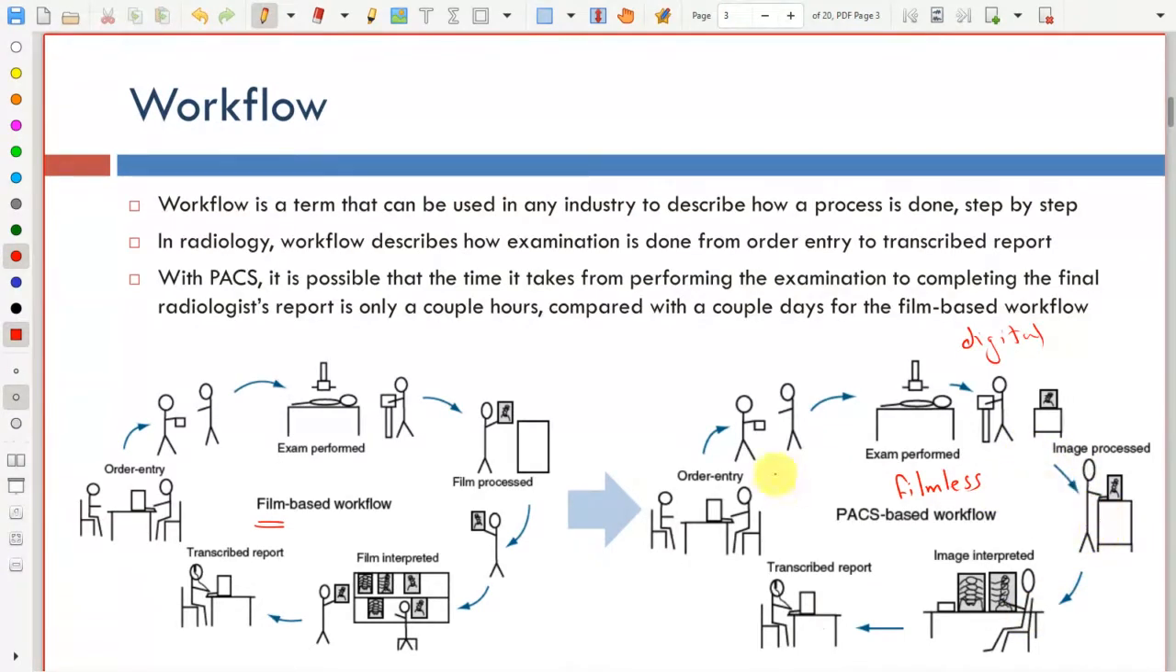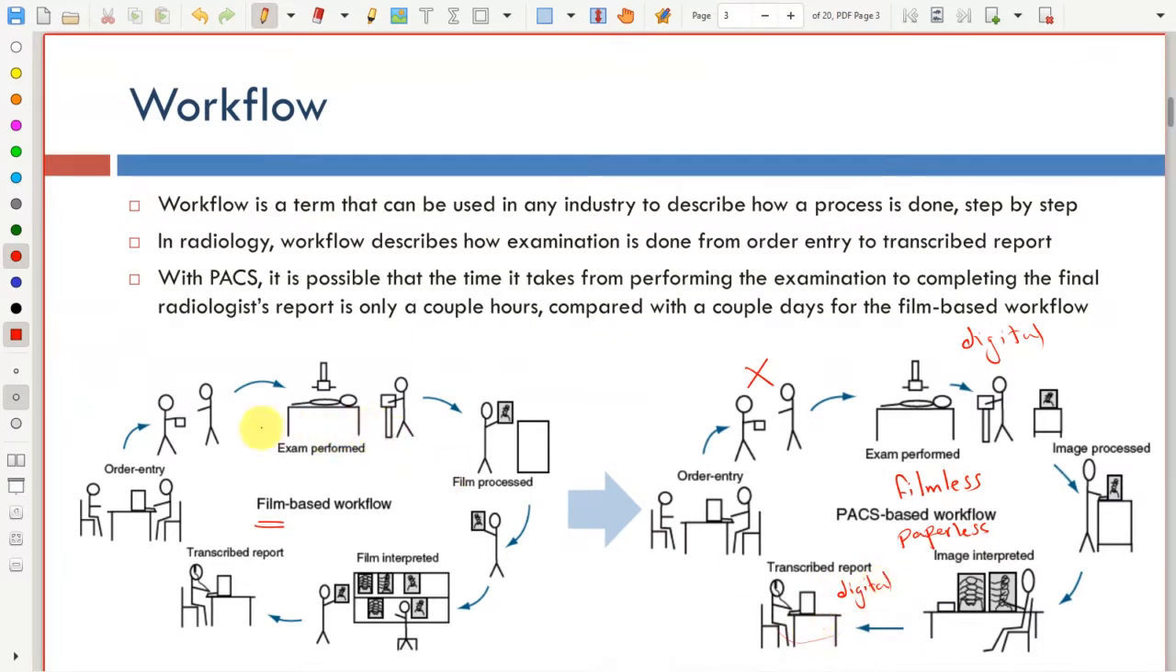Okay? And also, you even remove the part where you take a receipt or a piece of paper to the technologist. Once you sit here, you have a digital request sent. So when you go to the radiology department, you will find your appointment there. You don't have to hand in any paperwork. So it's filmless and paperless also, meaning that the transcribed report is also in digital form.